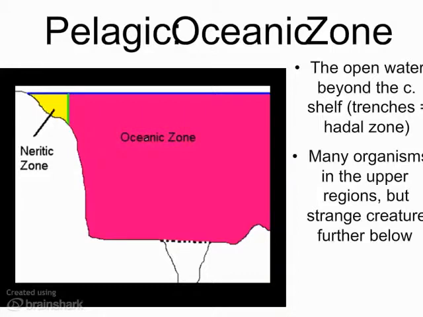Many organisms live in the upper regions of the oceanic zone, but strange creatures live further below. There's not really a whole lot past certain depths because there's not sunlight.